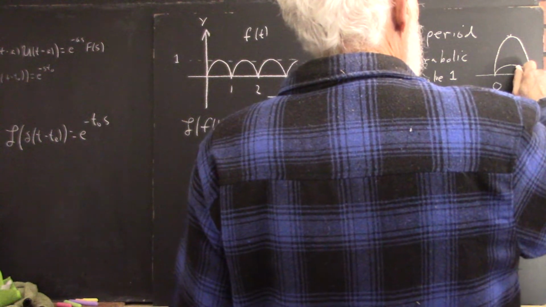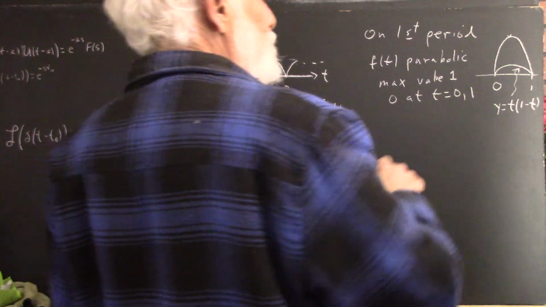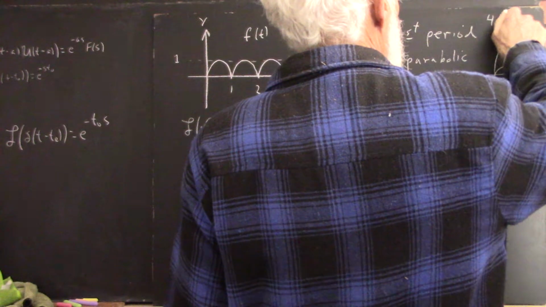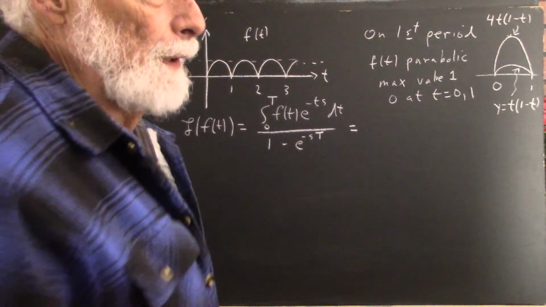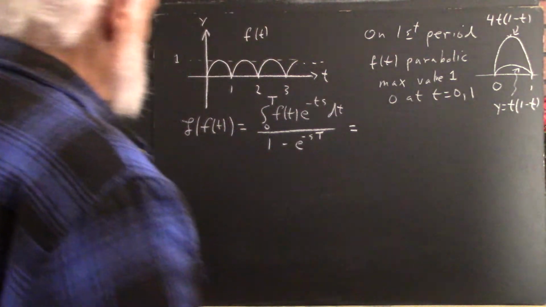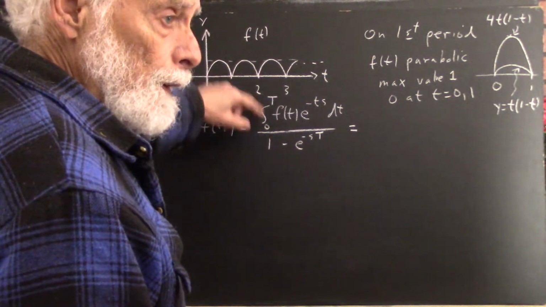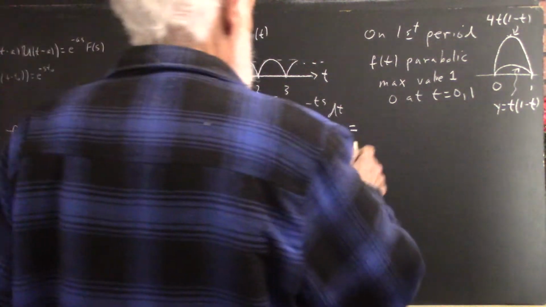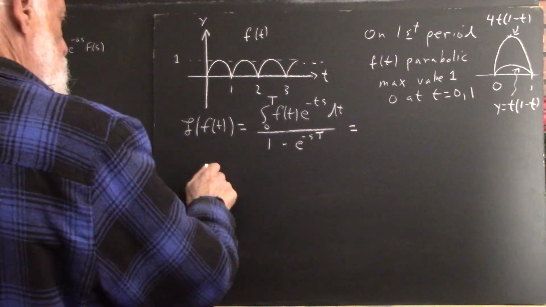Okay, so this function is t times 1 minus t. This function is 4t times 1 minus t, which could also be written as negative 4t squared plus 4t. So now we know what f of t is on the first period. Because, of course, the period in this case is 1, so the big T is going to be 1. So this is going to equal what? I was going to continue here, but I kind of went too far there.